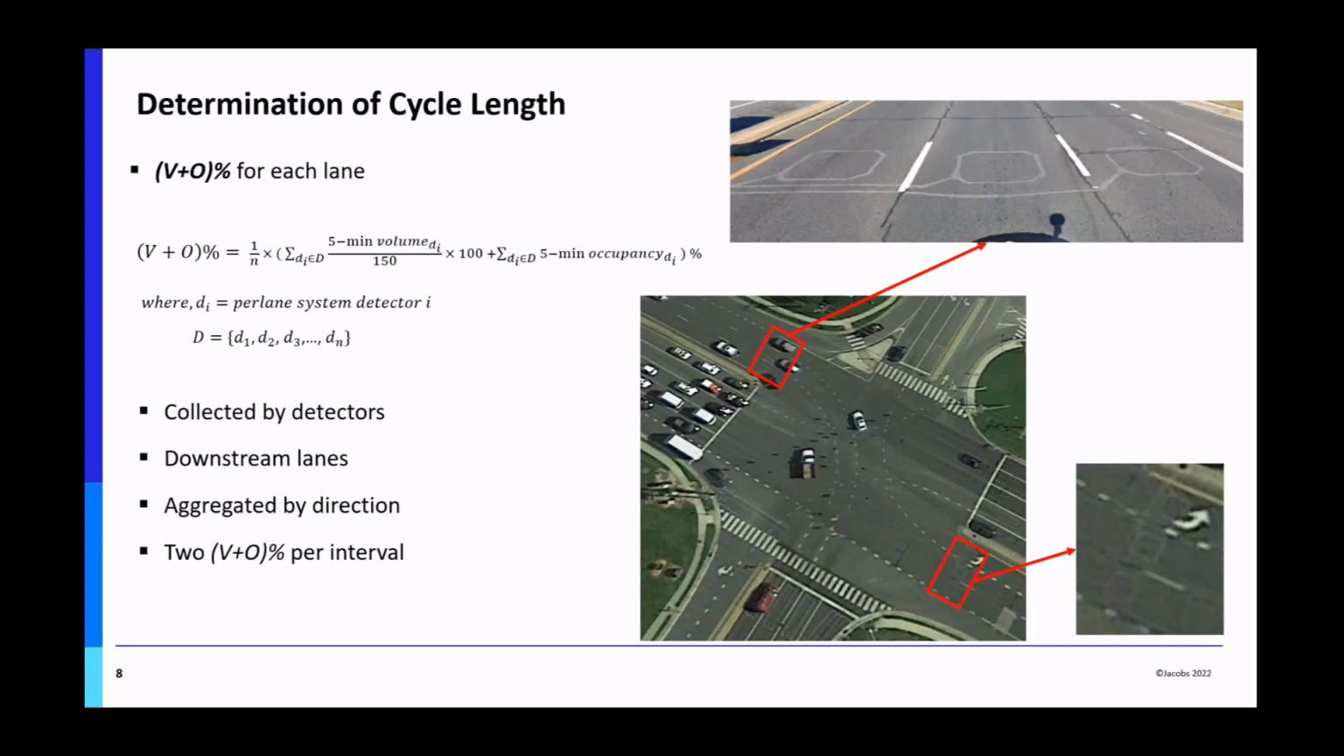This equation shows how to calculate the per lane V plus O through the whole corridor. For one certain lane, the volume and the occupancy were collected from different intersections and then aggregated together. So for each direction, we would have 3 per lane V plus O in this case. There are 3 lanes, the 3-lane arterial. And eventually, the per lane V plus O would be averaged by direction, so we can get 2 V plus O values every time interval.